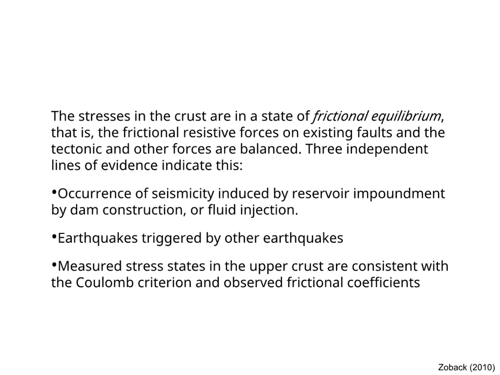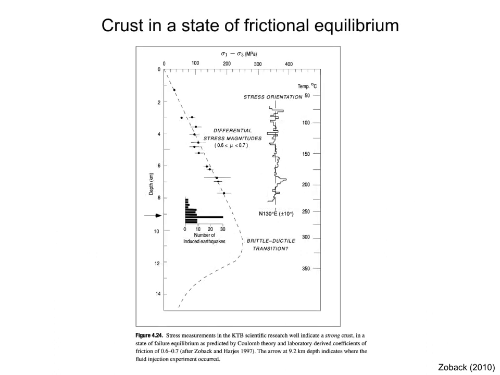The occurrence of seismicity induced by reservoir impoundment by dam construction, or fluid injection. Earthquakes triggered by other earthquakes. And measured stress states in the upper crust, which are consistent with the Coulomb criterion and observed frictional coefficients. This figure shows stress measurements in the KTB deep borehole in Germany. The measured stresses to a depth of about 8 kilometers are quite high and consistent with the frictional faulting theory, with a frictional coefficient of about 0.7.